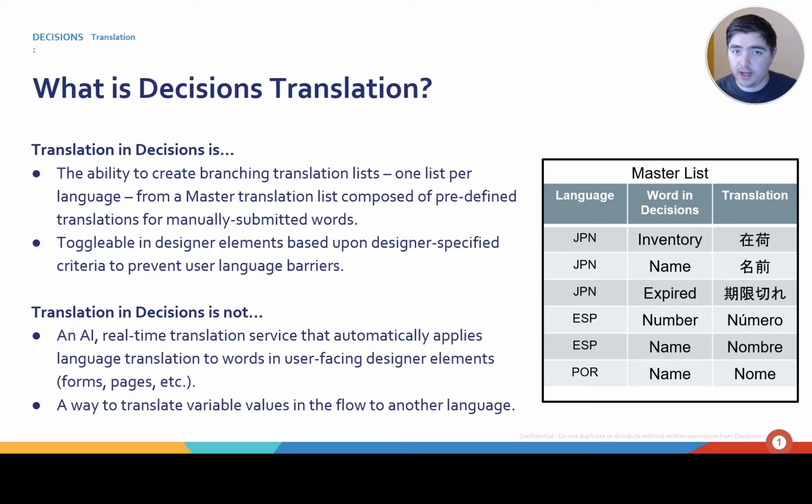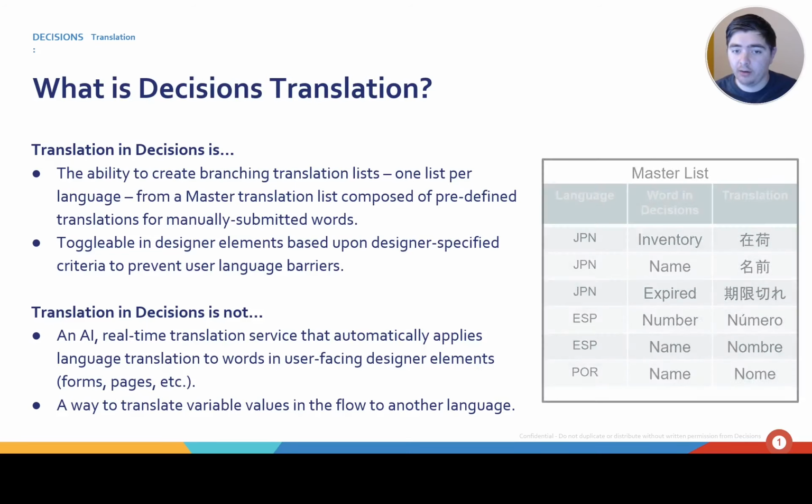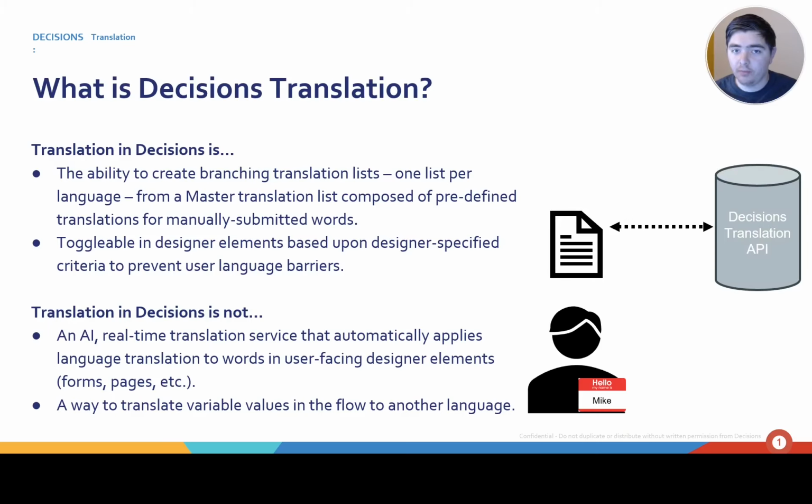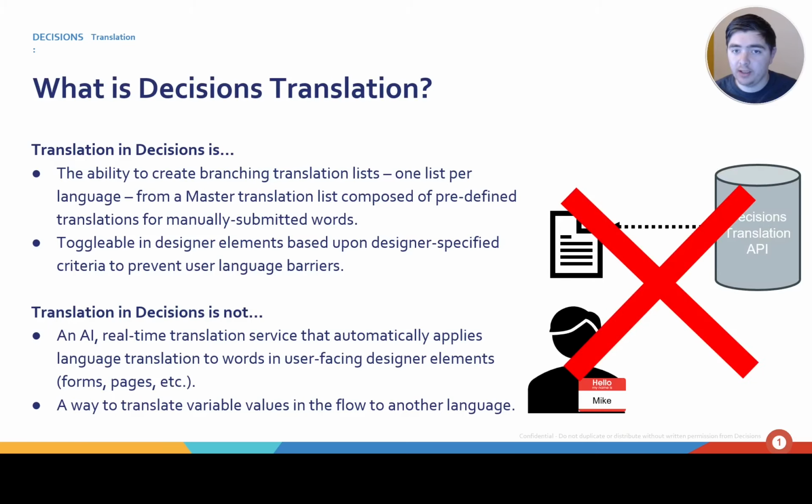What translation is not in Decisions is the API call that I mentioned. It is not a user that is going to a form and having the words dynamically get changed for that user based upon some sort of API service that automatically populates that text with text from another language. So, let me explain how to set up translation within Decisions, and then we're going to go over how to use it within the Decisions platform.